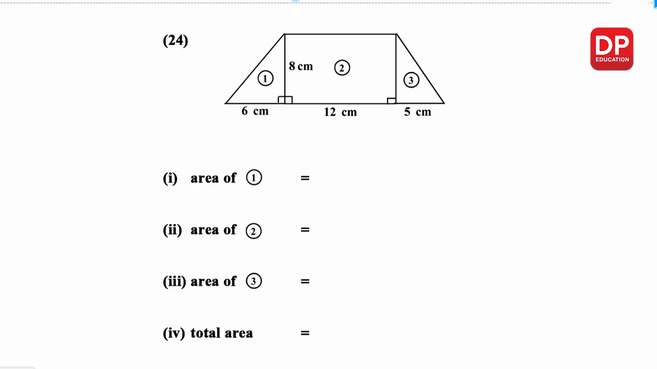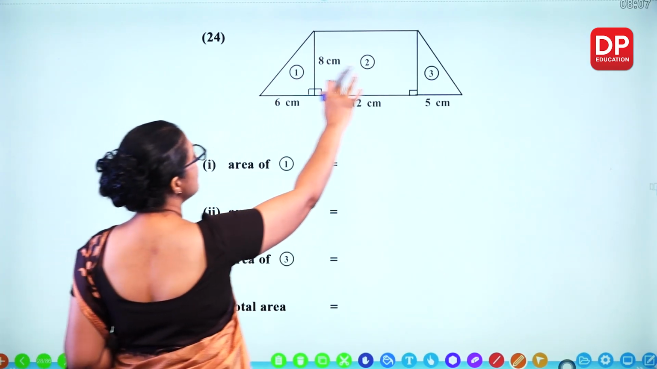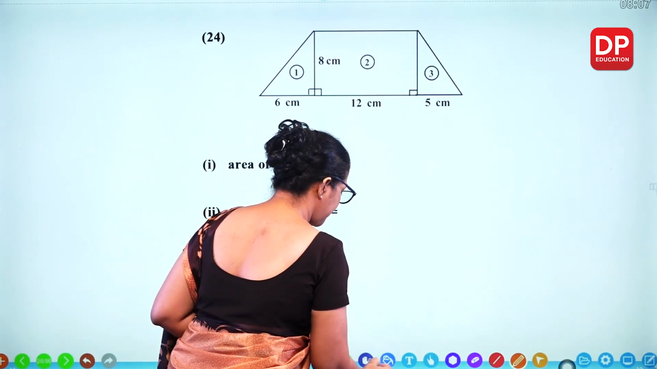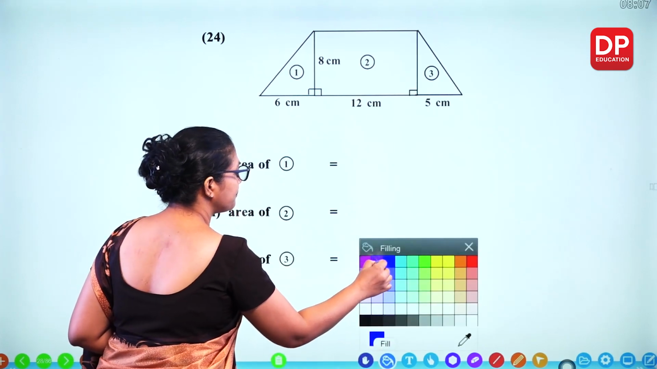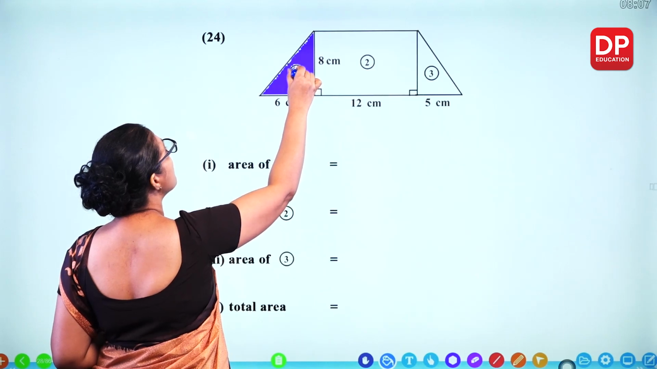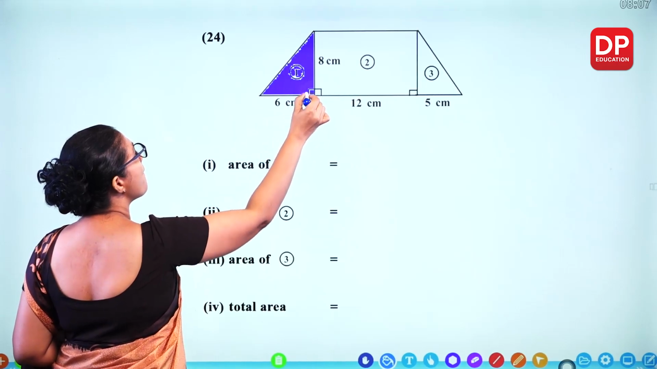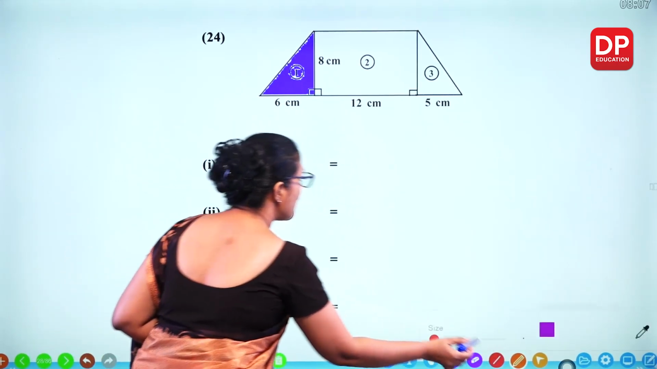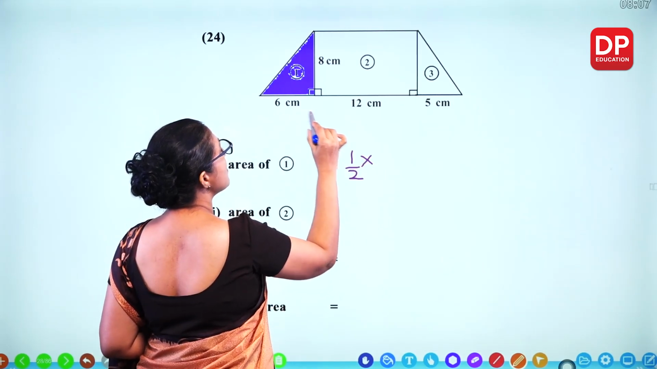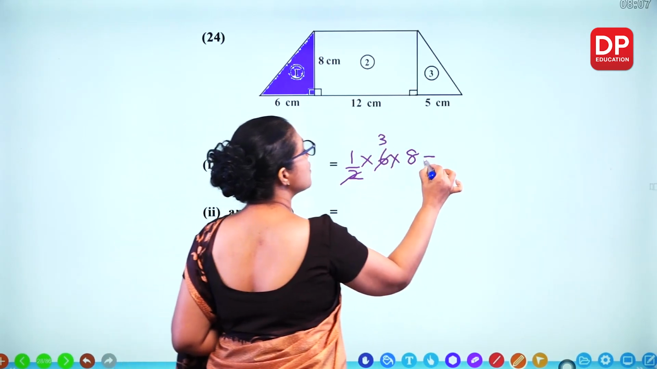Look at this one. So find the area of the whole thing. You can divide into 3 parts: 1, 2, 3. So what's the area of the first part? This part, this whole area. What's the area? You can find out. That's a right angle triangle. Half into base. Base I can take 6, and the perpendicular height 8. 24.